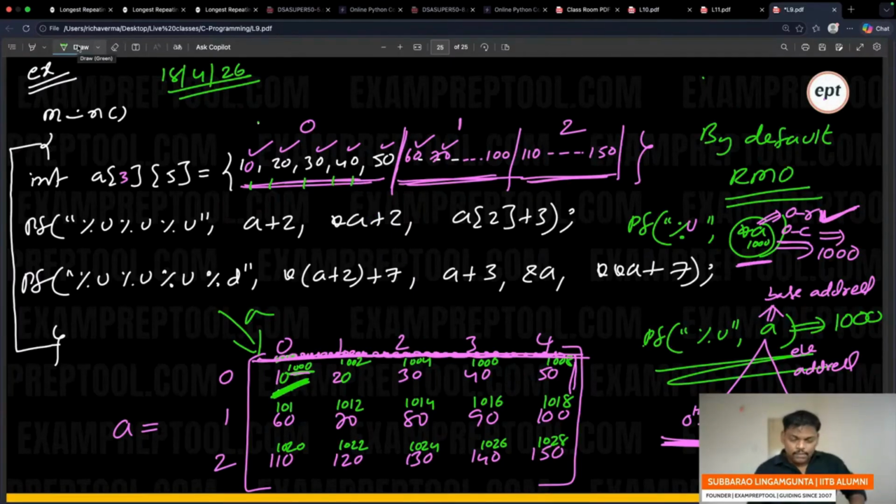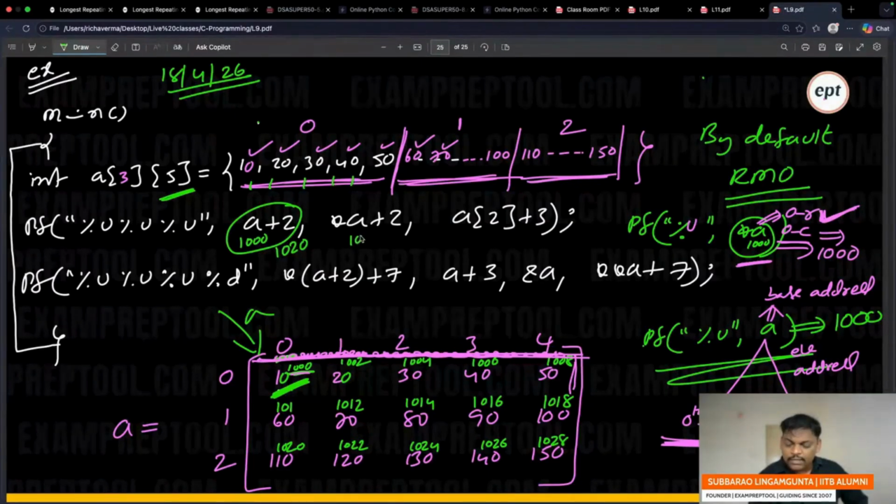Right, see the answer. A is 1000. A plus 2, because it is a 2D array, plus 2 means the first one is rows, right? Plus 2 means 2 rows skipping. One row contains 5 elements, so 2 rows means 10 elements. Every one is 2 bytes, so 10 times 2 is 20, so 1020.